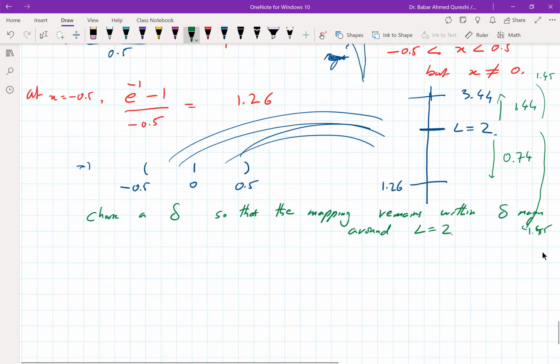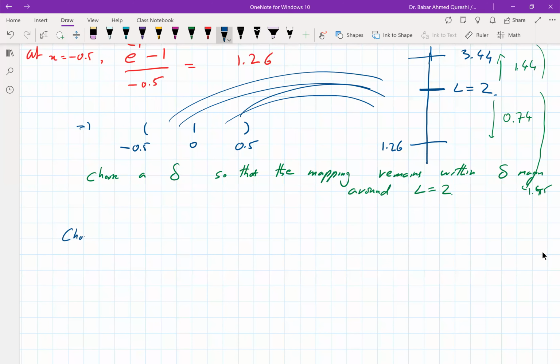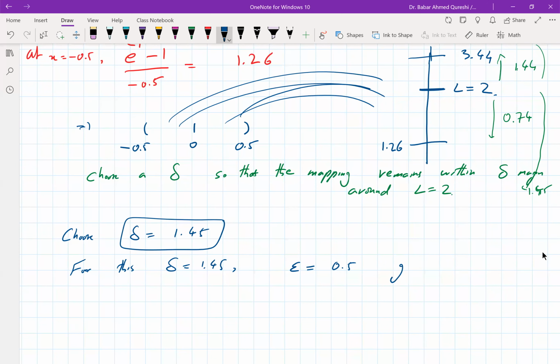So I can say choose delta is equal to 1.45. Then for this delta, epsilon is equal to 0.5 gives me, if this is true, then f of x minus 2 remains within this margin of error.